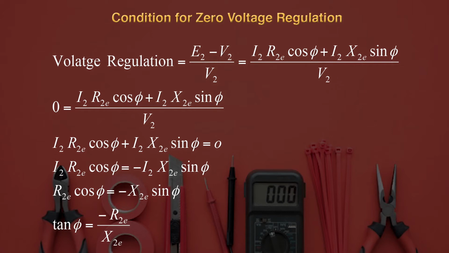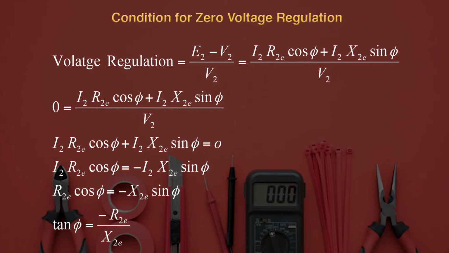Is equal to minus I2 X2E sin phi. So this I2 from the left hand side and right hand side will be cancelled out. So you can write R2E cos phi is equal to minus X2E sin phi. So this sin phi upon cos phi is what? It is tan phi. So you can write tan phi is equal to minus R2E upon X2E.